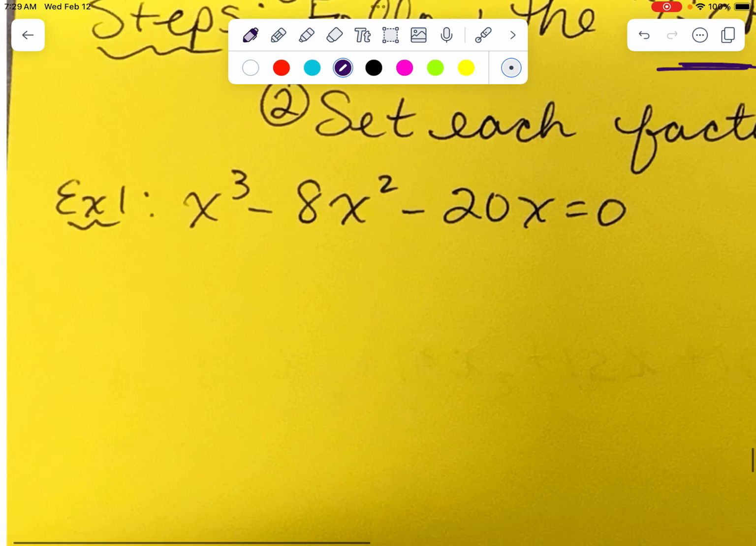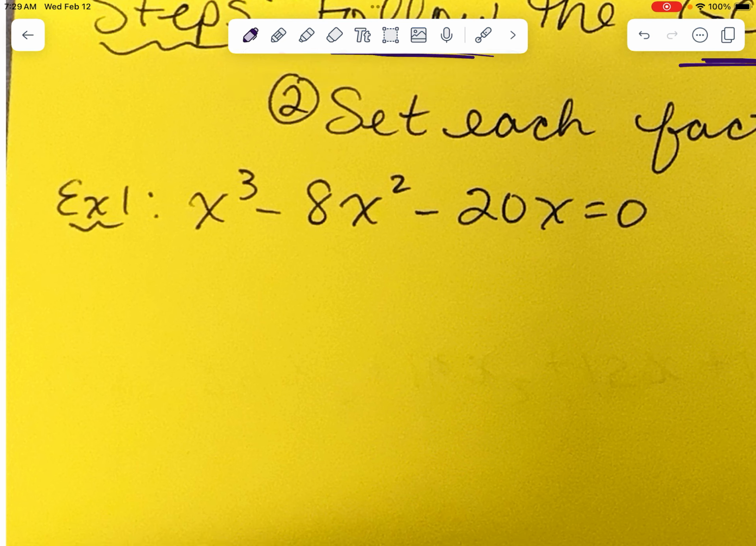All right, so let's start with the algebraic paper method here. So we're going to look at our numbers. We have a hidden 1, we have an 8, and a 20. The biggest number that goes into 1, 8, and 20 is a 1. We're not going to factor out a 1 because that doesn't change anything. So now we're going to look at our exponents. We have 3, 2, and 1. We always look at the lowest exponent. So we're going to factor out just an x.